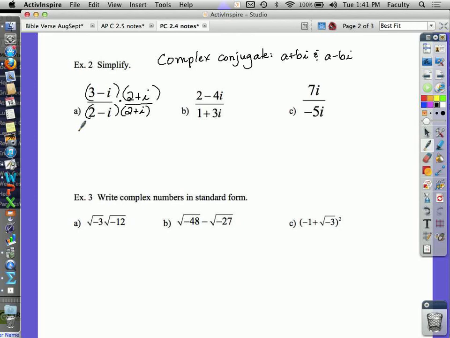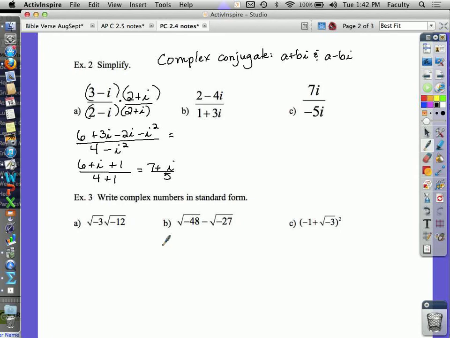So in the numerator, I'm going to use FOIL and get 6 plus 3i minus 2i minus i squared. The denominator is going to be 4 minus i squared, because the purpose of a complex conjugate is to eliminate i in the denominator. And so your outer and inner cancel. That's why I don't need to write them down. Then I get 6 plus i, and then notice that becomes a positive 1 over 4 plus 1. So I'm getting 7 plus i over 5.